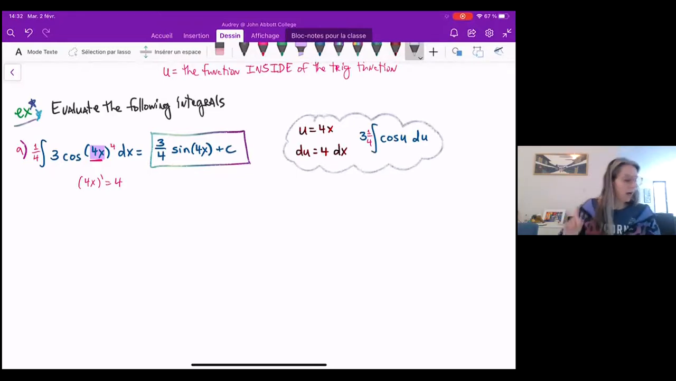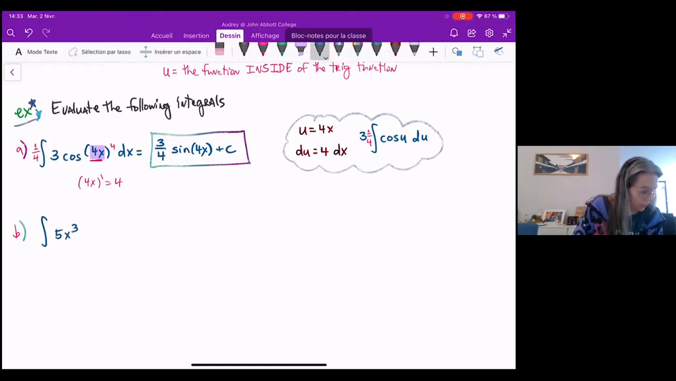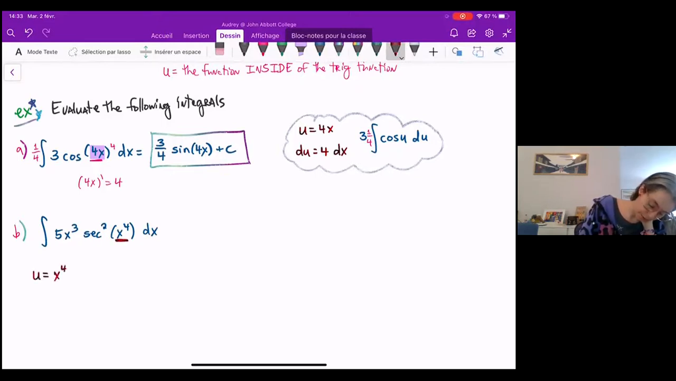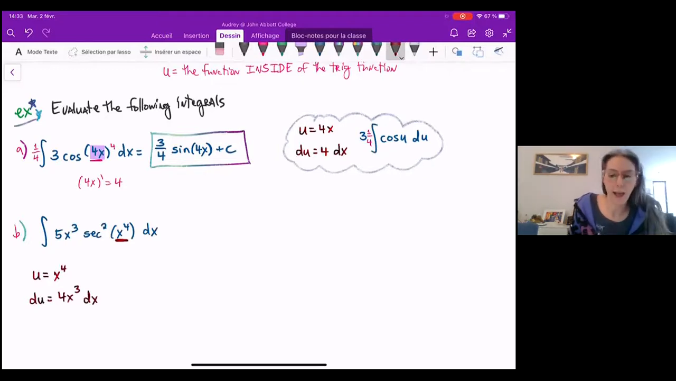What happens when the derivative is not just a constant and we actually do have to do the substitution? So let's look at the integral of 5x cubed secant squared of x to the 4th dx. In this case, again, we want to let our u be the thing that's inside of the trig function. So we're going to let u equal x to the 4th, which means that du is equal to 4x cubed dx.